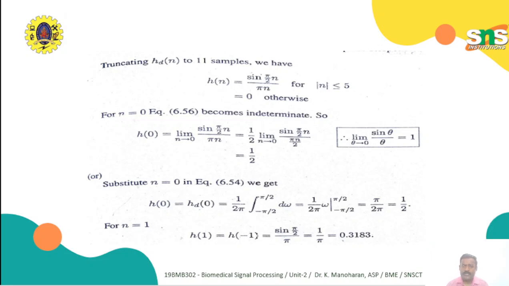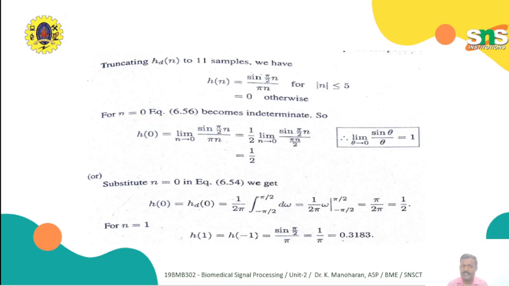So the actual value is, first we need to truncate h of n to 11 samples because capital N is given as 11 samples. So we write h of n equal to the final result sin n pi by 2 divided by n pi for the modulus of n less than or equal to pi. That means minus pi to plus pi, it comes to 11 samples. And that will be 0 otherwise, because we are going to truncate for the n value. So capital N equal to 11.